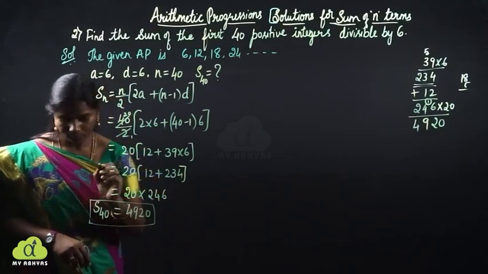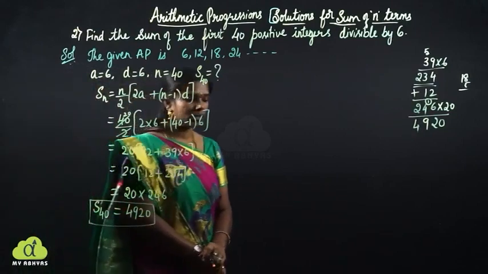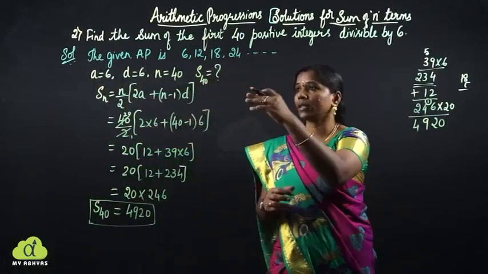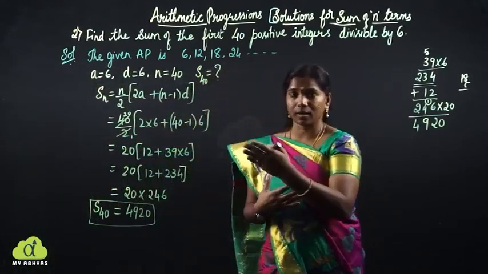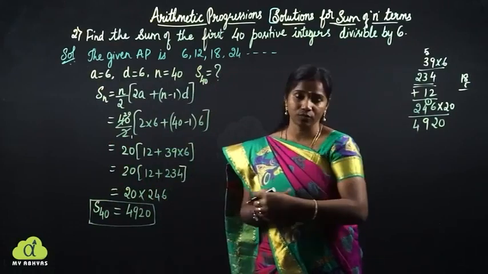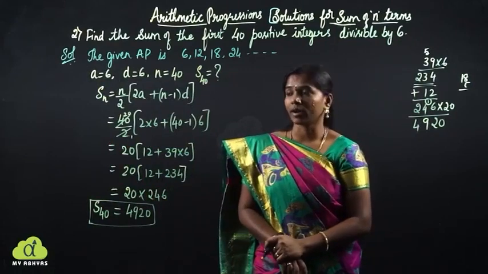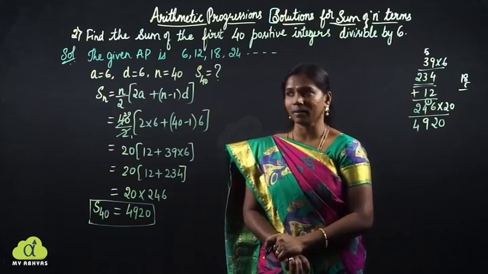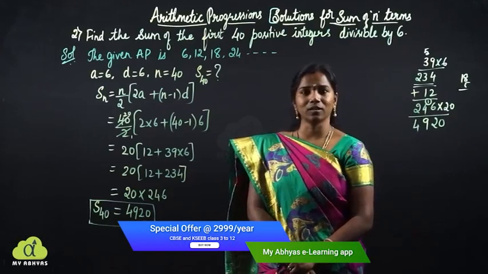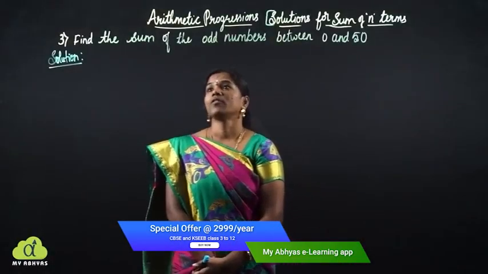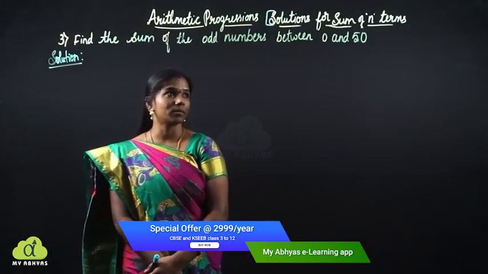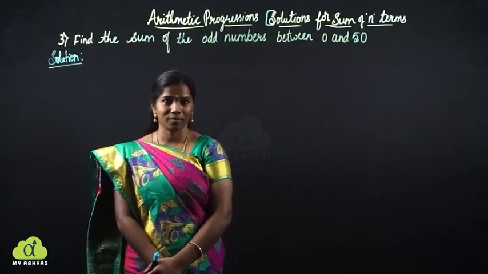Clear? Easy, right? So we just got the AP and thereby we got the value of S40. Hope you have understood and you are going to practice this again and again. Now let us move on to the third problem. Third sum: find the sum of the odd numbers between 0 and 50.